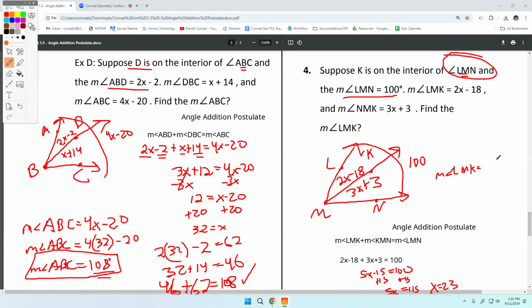So LMK is this one, so it's going to be 2 times 23, minus 18, which is going to get me 28 degrees. All right, if we substitute into the other one, right, 3 times 23 is 69 plus 3 is 72.